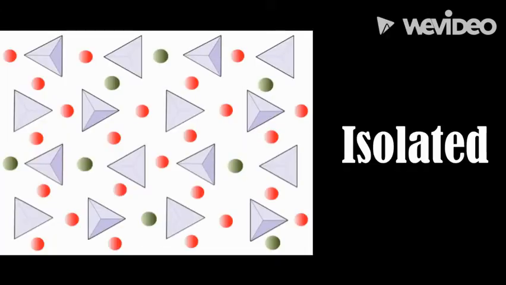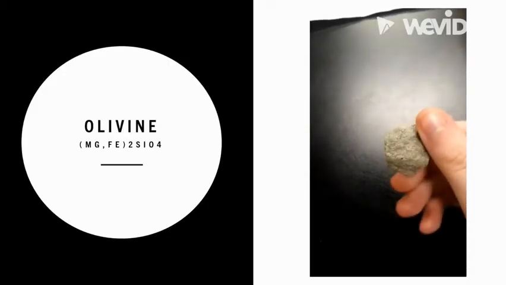One structure in silicate minerals is the isolated tetrahedra. Each molecule is alone, then surrounded by other elements. One example is olivine, as seen here.